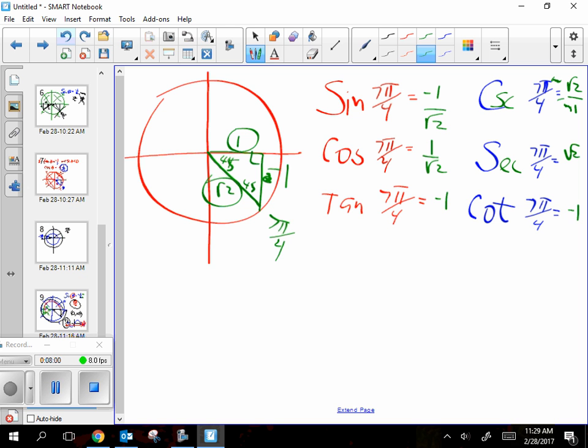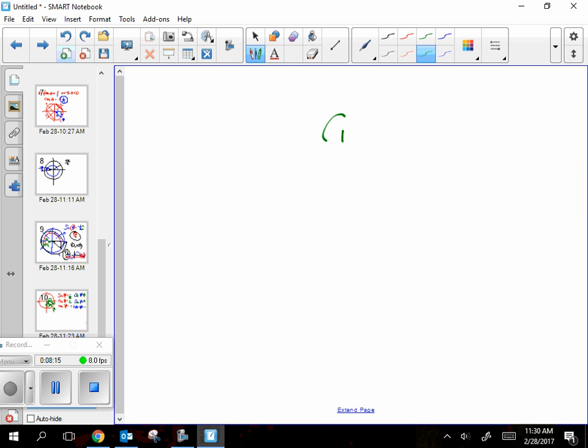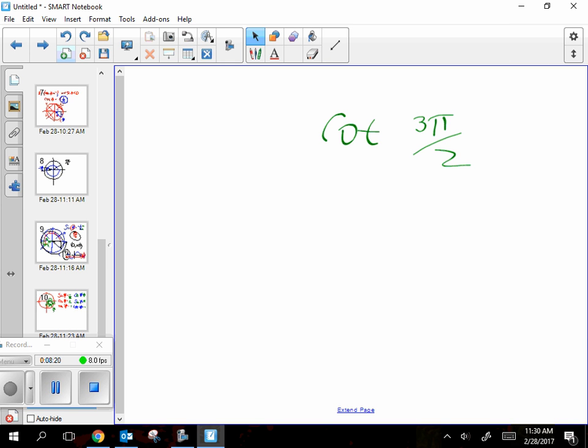A big picture question. What if I just said one thing? Find the cotangent of 3 pi over 2. That'll prove whether you really know what cotangent is. Okay? So would you please find cotangent of 3 pi over 2? And again, I encourage you to peacefully protest and say, I'm not going to do cotangent. I'm going to do something else. And then I'll get the answer by flipping.